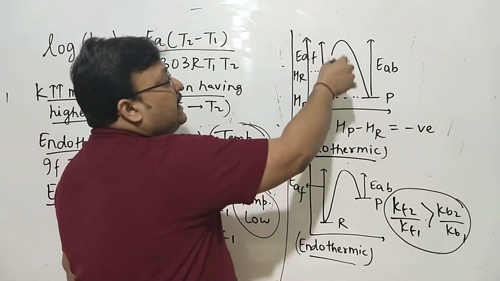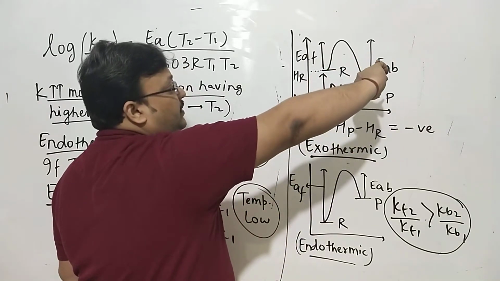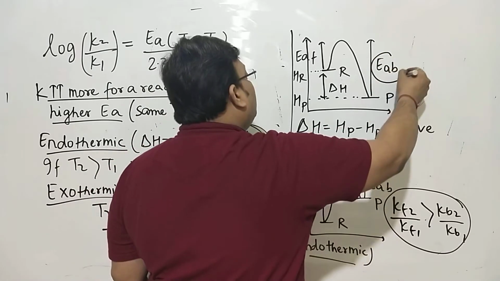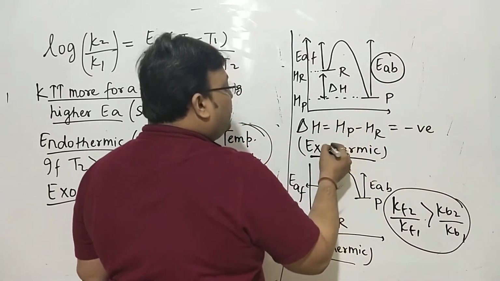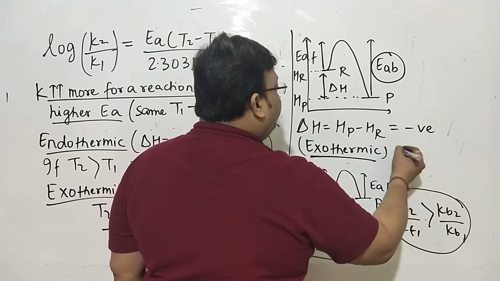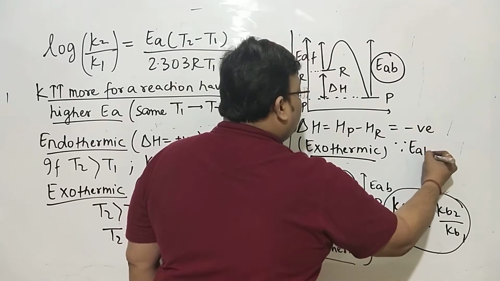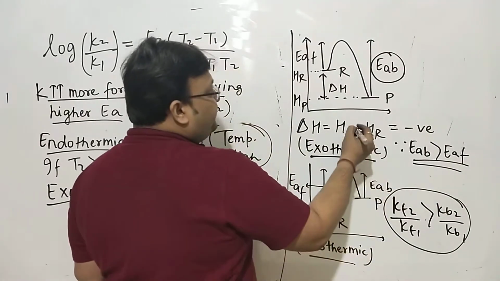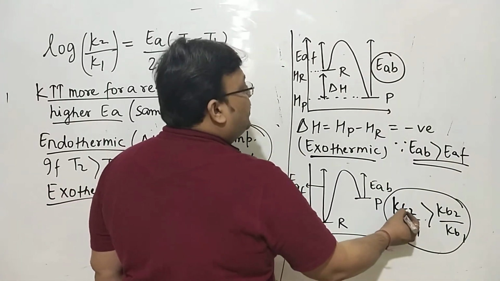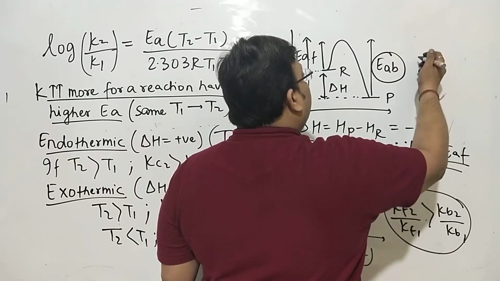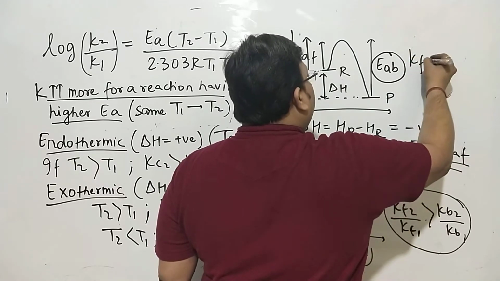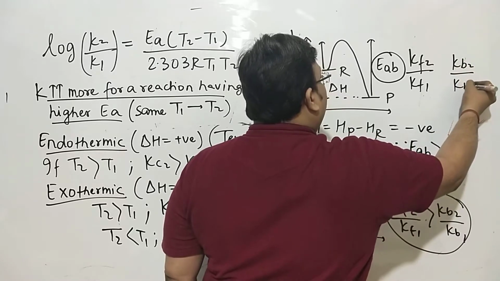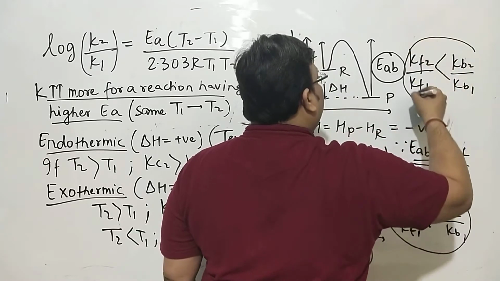यहाँ पर भी रेट नहीं घटता है, यहाँ पर भी KF बढ़ता है, KB बढ़ता है, but KB increases more because EAB is more than EAF. In exothermic, because EAB is more than EAF, the increase in KB is more than that of KF. Here KB increases more than KF.